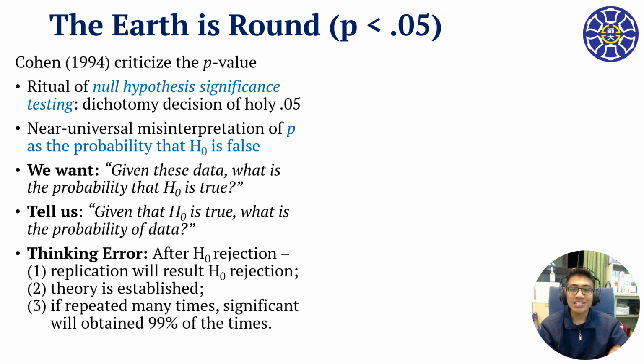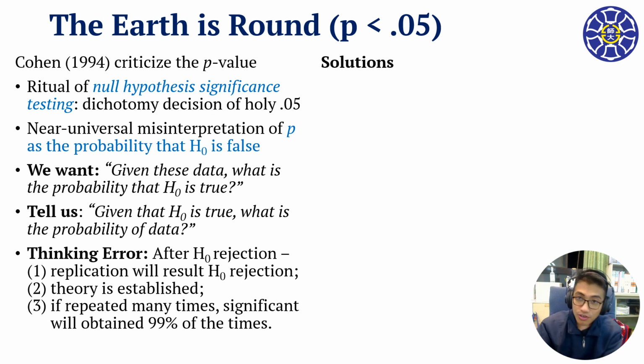And then number two is that the theory is established. For example, after the null hypothesis is rejected, the theory is established, a new theory according to our null hypothesis rejection. And number three is that if repeated many times, significance will be obtained 99% of the time if the p-value is 0.01. So there is a kind of thinking error in our p-value approach.